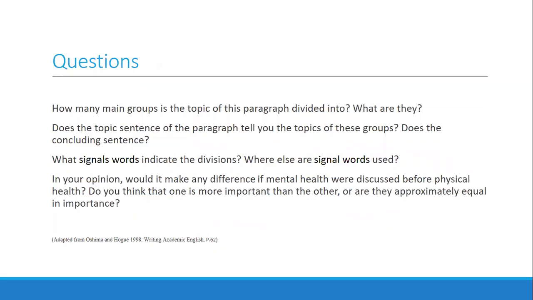So there are a few questions. In order to answer these questions, you need to take some time and read the paragraph, right? How many main groups is the topic of this paragraph divided into? And what are they? I have already explained these 2 points. Does the topic sentence of the paragraph tell you the topics of these groups? Yes or no? Does the concluding sentence tell you what the division is, the topics of the 2 groups? What signal words indicate the division? Where else are signal words used? So these are things that I need you to work on your own.